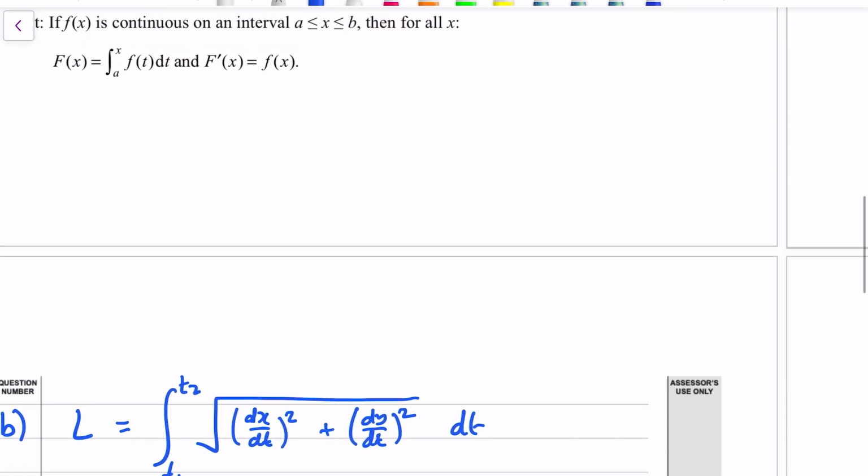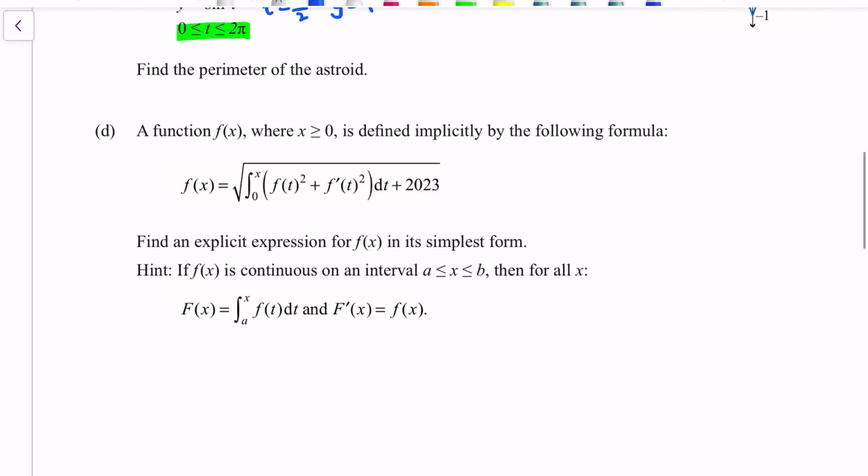Okay, last question. Very strange problem. Never seen one like this in scholarship before. We've got some function that's written in terms of itself, because on the right-hand side, we've got the integral of f of t squared and f dash of t all squared. Strange little bit of notation, the squared really should be on the inside there, but it's not a big deal. But how are we supposed to find that integral if we don't know what the function is to begin with? It's a bit of a weird problem.